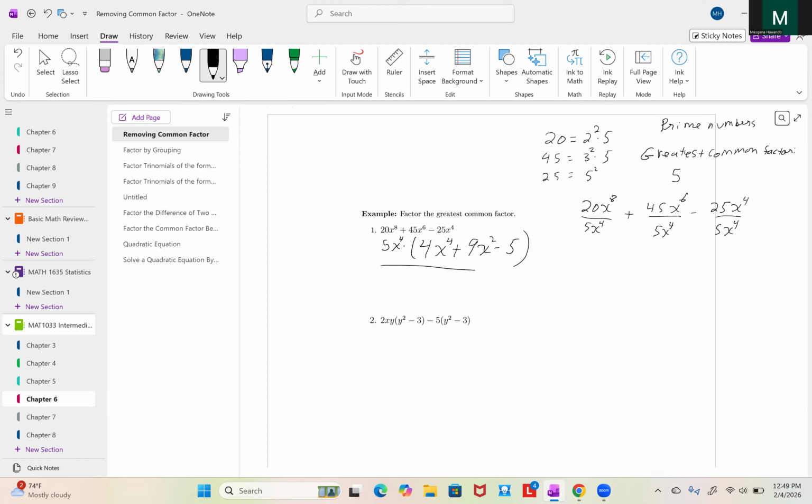So we factored out the greatest common factor and we wrote it as a product of its factors, its greatest common factor and the polynomial.